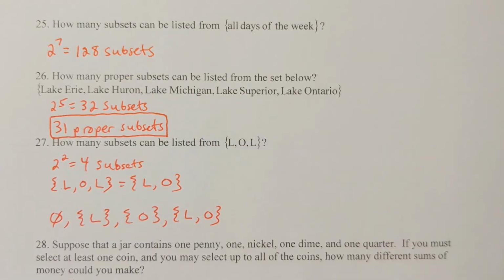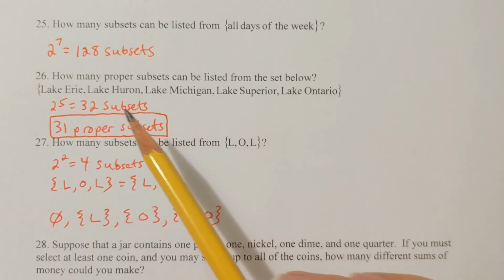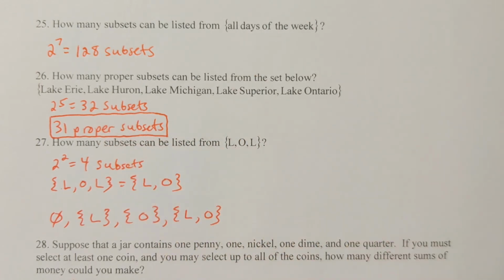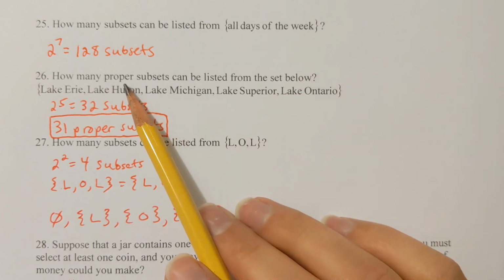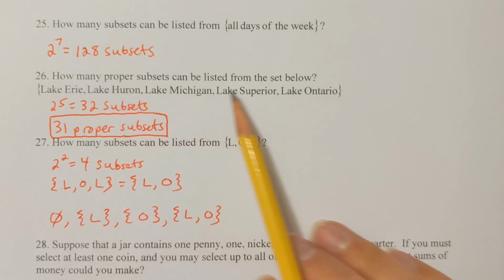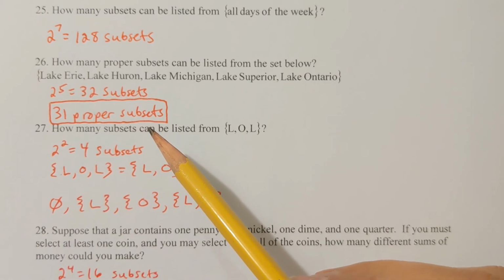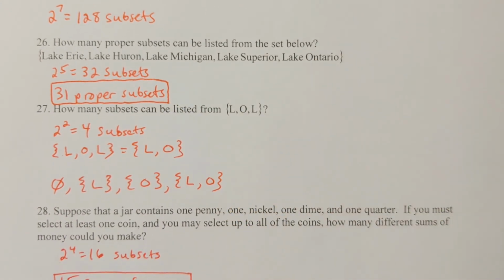Problem 26, how many proper subsets can be listed from the set below? So the set containing Lake Erie, Lake Huron, Lake Michigan, Lake Superior, and Lake Ontario. Okay, there'd be 32 subsets. Now that's not what they're asking for. They're asking for proper subsets. So a proper subset is where I disregard the set containing Lake Erie, Lake Huron, Lake Michigan, Lake Superior, and Lake Ontario. That's the only set. So there'd be 31 proper subsets.